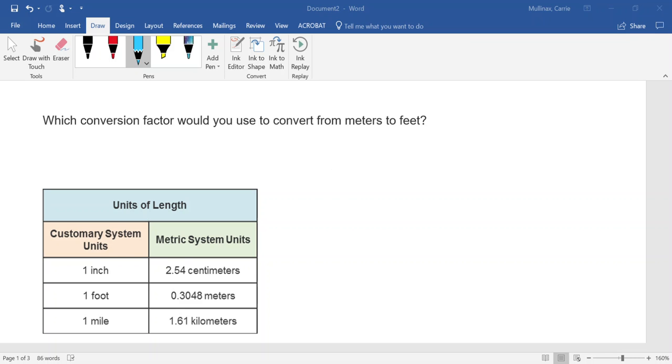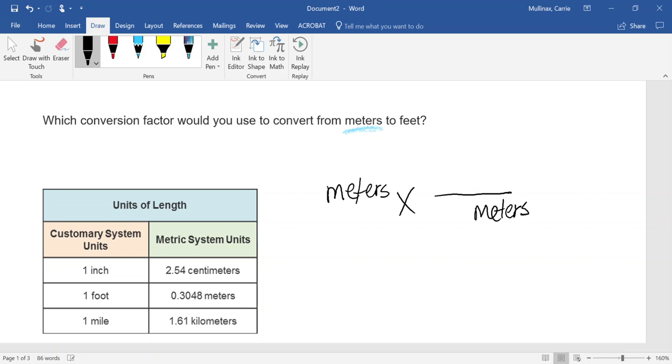Converting measurements, more explanation. This question asks which conversion factor you would use to convert from meters to feet. They give you the equivalency between inches and centimeters, feet and meters, and miles and kilometers. If we're converting from meters to feet, we would start with meters, which means the conversion factor needs to have meters on the bottom so that meters can cancel and feet on the top.